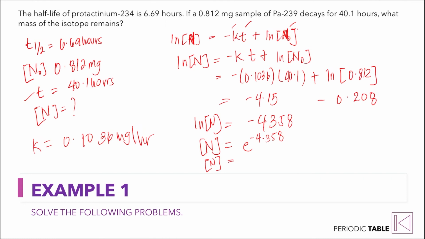The answer is 0.0128. So yan na lang yung natitira after 40.1 hours. So that's how you solve for the type of problems like this, no? So combination siya nung half-life natin, ng half-life formula yung ln2 over k, tapos yung original formula natin yung integrated form. So dapat magkasama siya.